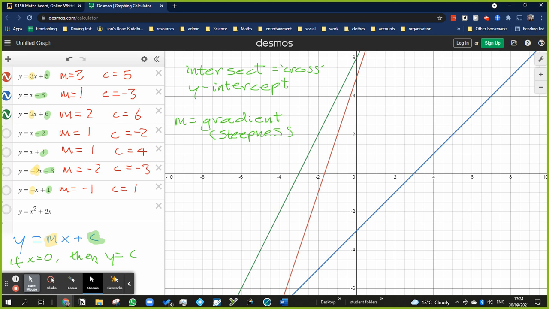But we still want to work out, how do we calculate the gradient? So the gradient is calculated by the change in the y-axis divided by the change in the x-axis. So in other words, we use this little triangle. This little triangle means change in. So for example, triangle x, it's actually called delta, but it just means change. That means the change in x. Okay.